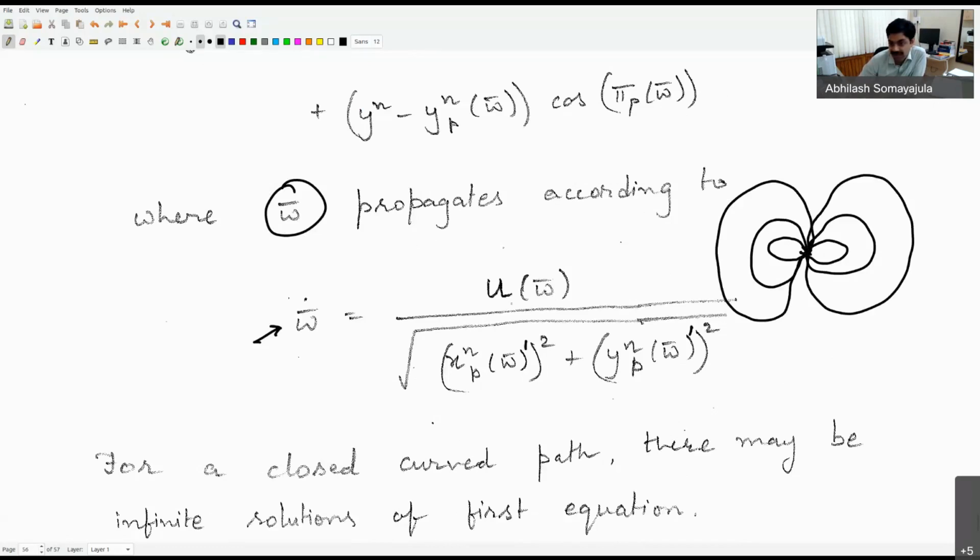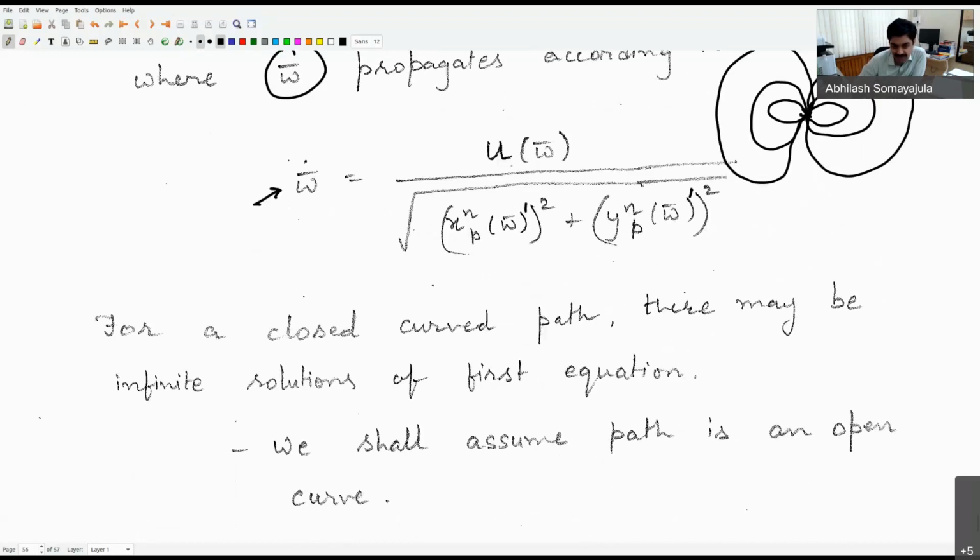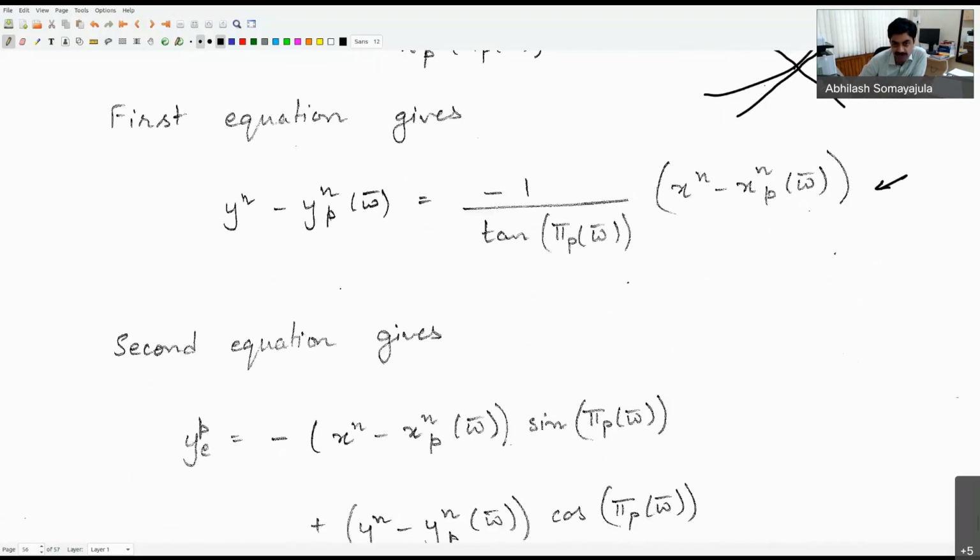There can be multiple paths which may be possible, which may be going through it, and depending on where my craft is located, it will be very hard to pinpoint which path I am actually on. So it's actually known that for a closed curve path, there may be infinite solutions of this first equation which will satisfy that constraint. Therefore, we may not be able to figure out where exactly our path tangential frame's origin is. It's not a unique problem to solve.